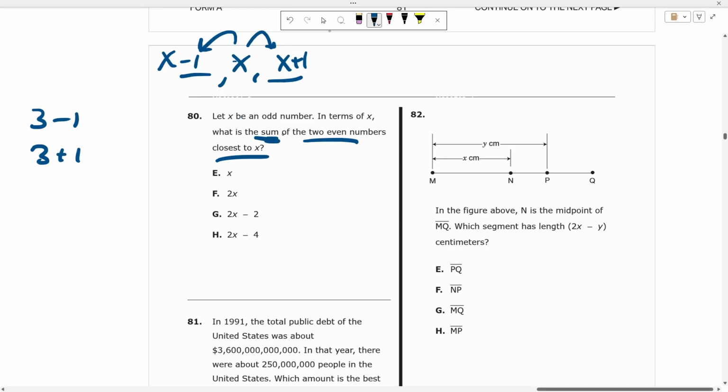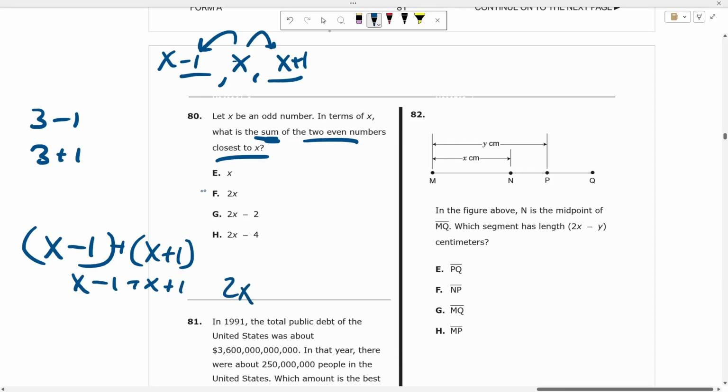Then they're asking you for the sum, which is to add the two even integers closest to x. So they want you to add x minus 1 plus x plus 1. So that's x minus 1 plus x plus 1, which is just going to equal 2x, which is choice F.